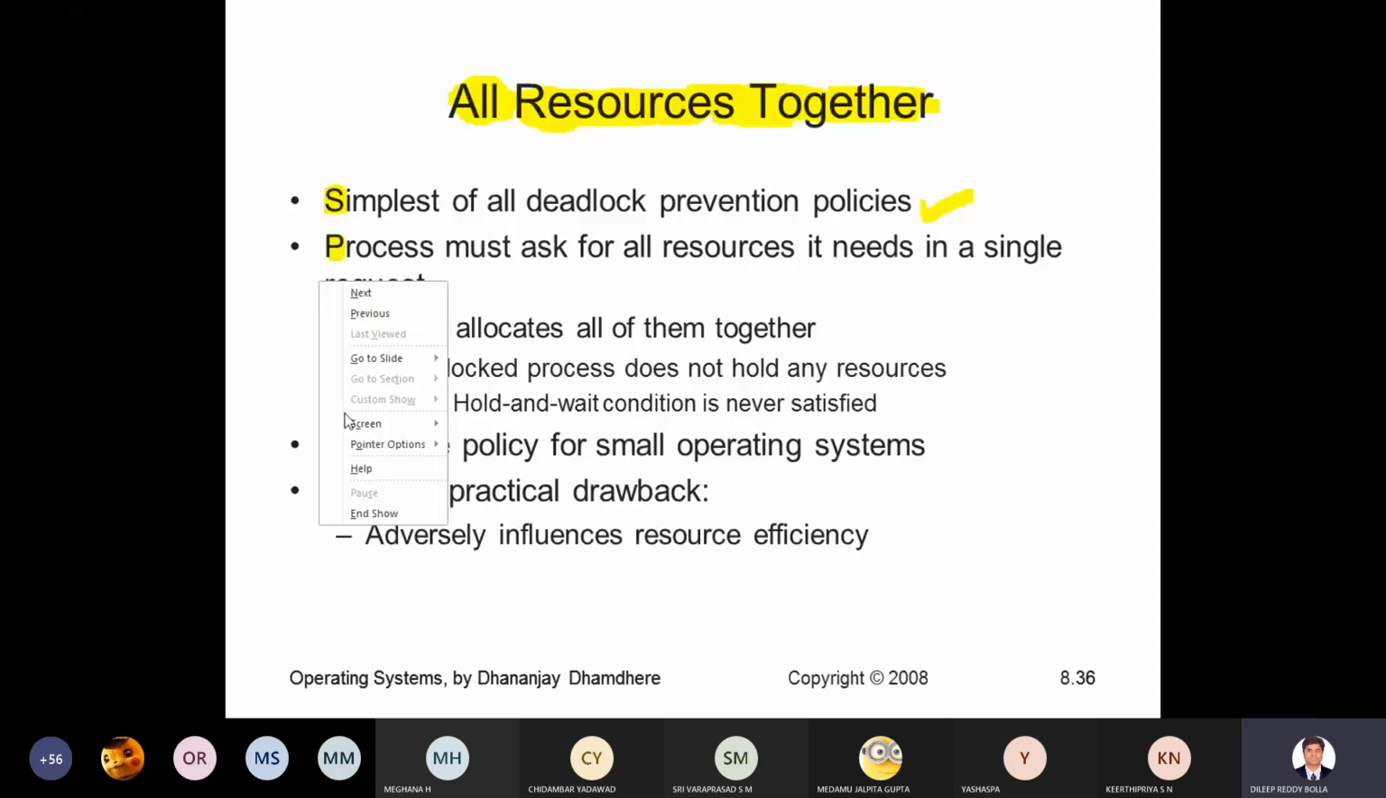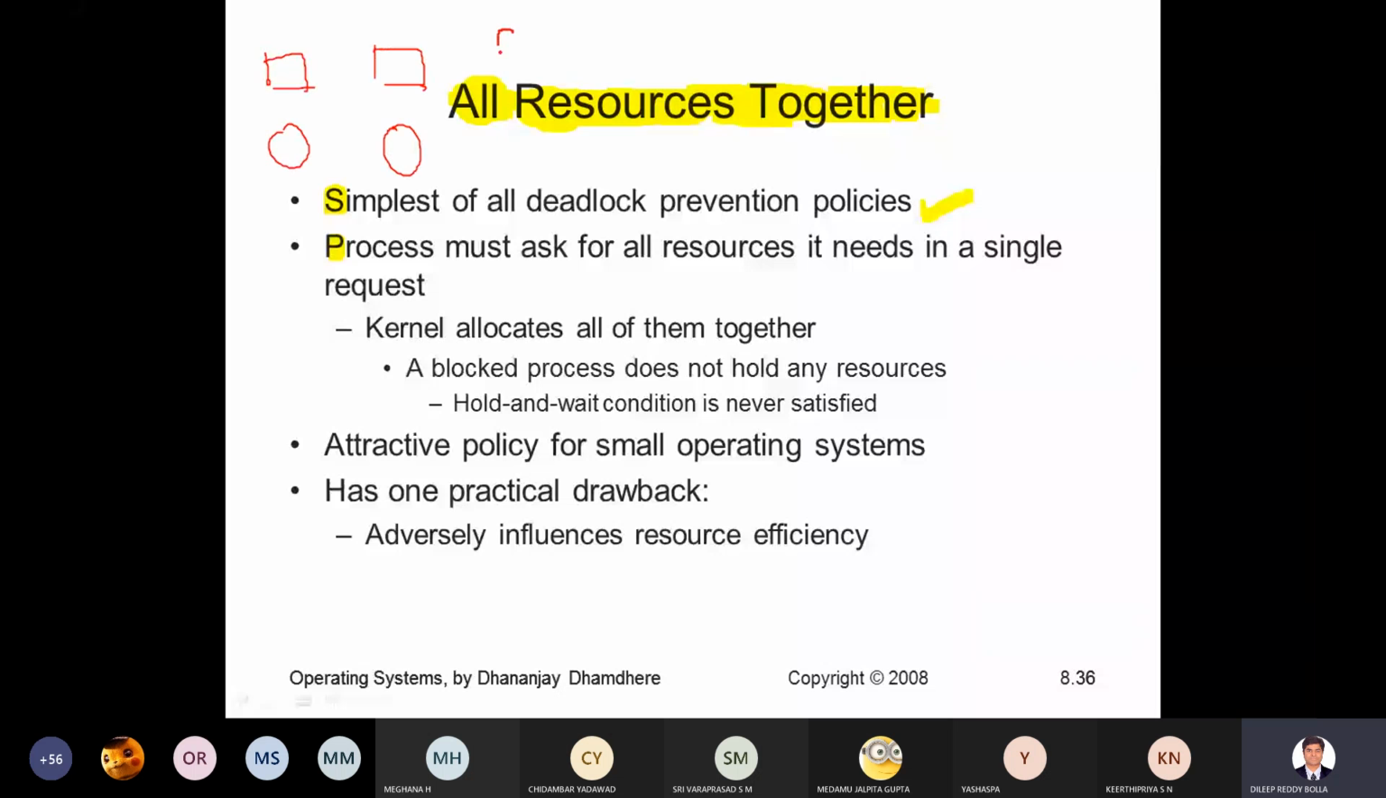So what is happening here? If you look at this example, let us say 2 resources are available, R1 and R2, and we have 3 processes, P1, P2, and P3. Now in a single iteration, what are we trying to do? Which process is requesting which resource? We are trying to collect it in a single shot. Which one is asking for which request?